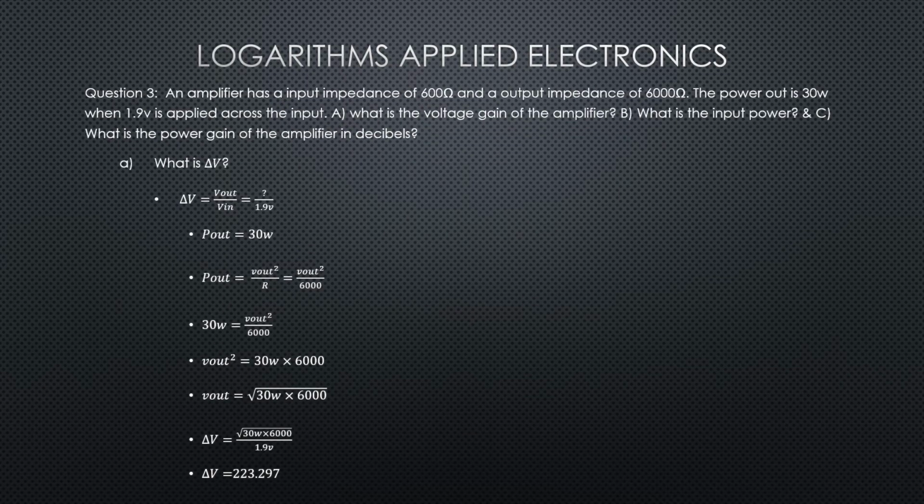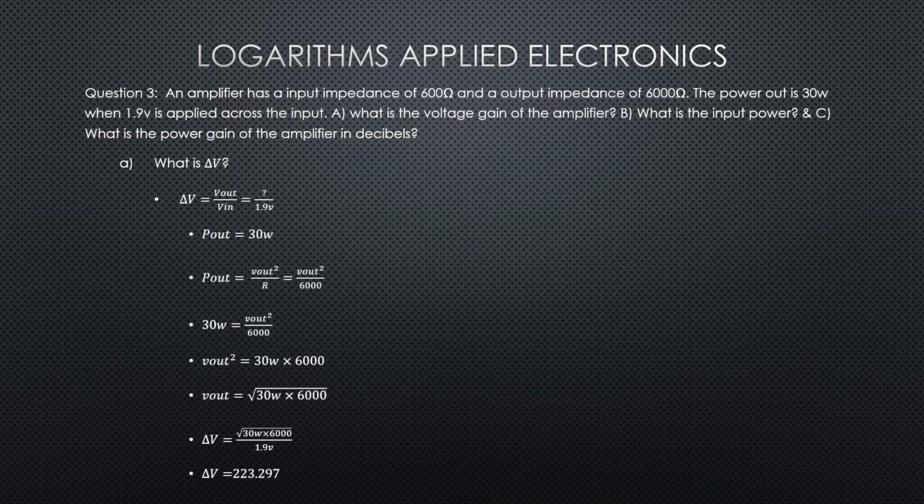All right, next question. An amplifier has an input impedance of 600 ohms and an output impedance of 6,000 ohms, or 6K ohms. The power out is 30 watts when we apply a 1.9 volt signal at the input. A, what is the voltage gain of the amplifier? B, what is the input power? And C, what is the power gain of the amplifier in decibels?